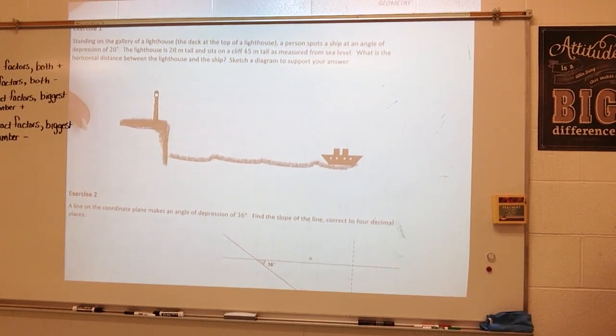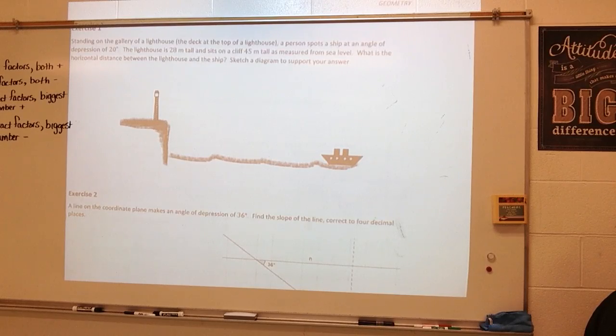All right, so I'm not dealing with a human here. So when we talk about line of sight, we're not talking about a human's line of sight. We are now looking at the ship. Okay, so it talks about the gallery or the deck at the top of the lighthouse. I guess really it does say a person. So the person is assumed to be at the lighthouse.